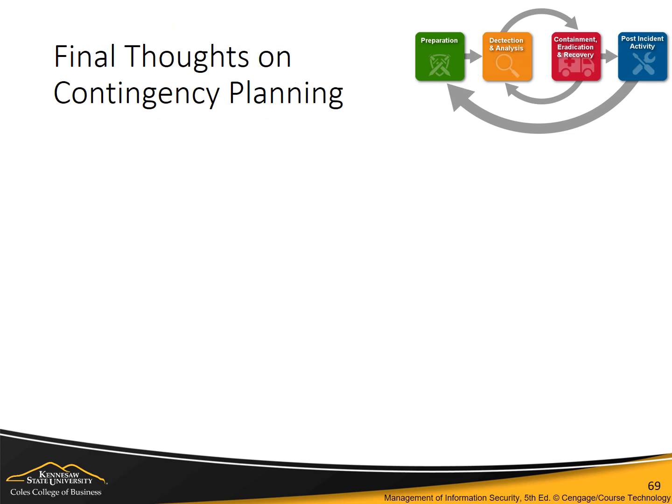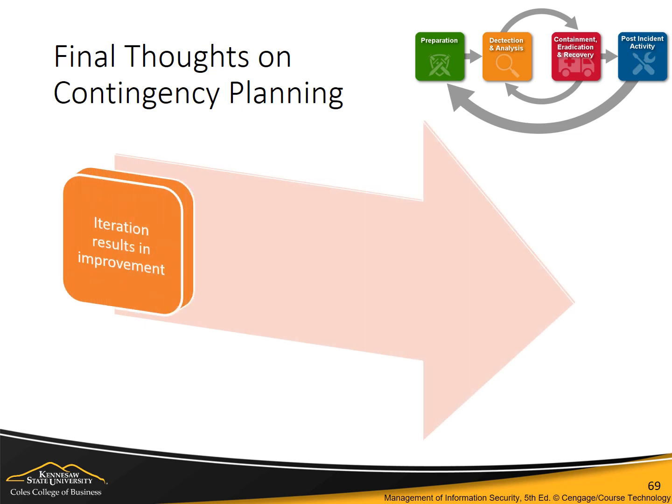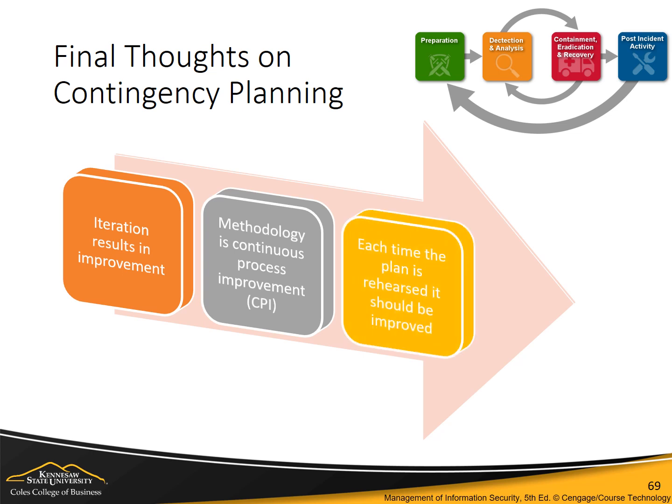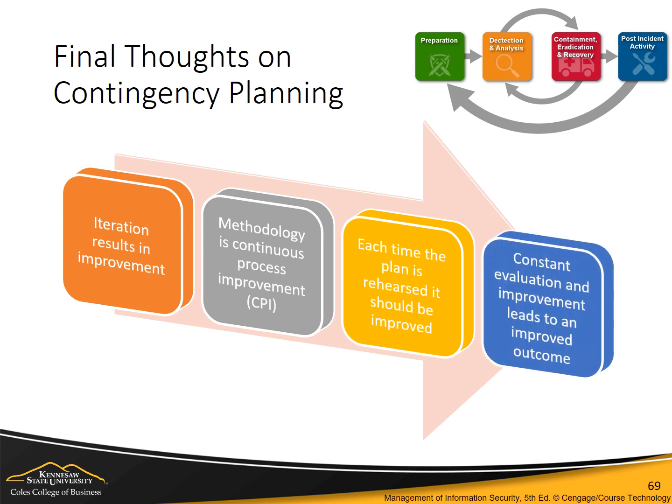A few final thoughts on contingency planning. Iteration results in improvement. Practice makes perfect. A formal implementation of this methodology is a process known as continuous process improvement, CPI, getting better over time. Each time the plan is rehearsed, it should be improved. If not, rethink the rehearsal and/or the plan. Constant evaluation and improvement leads to improved outcome, which is the desire of the organization and everyone, while limiting cost, of course.